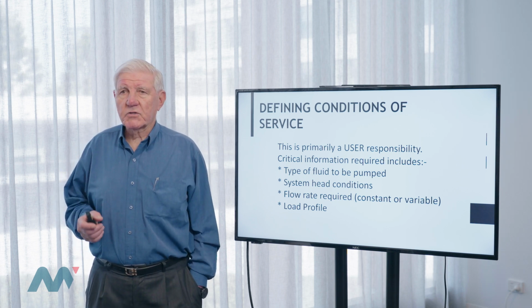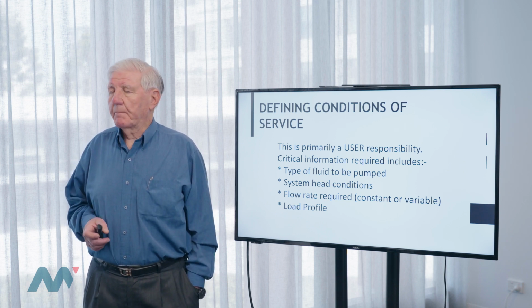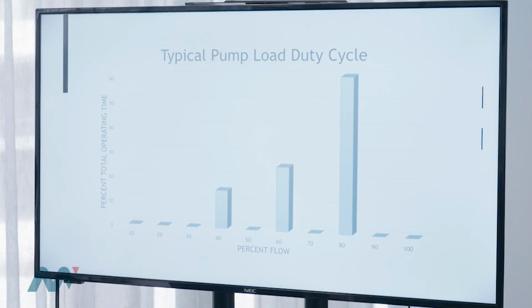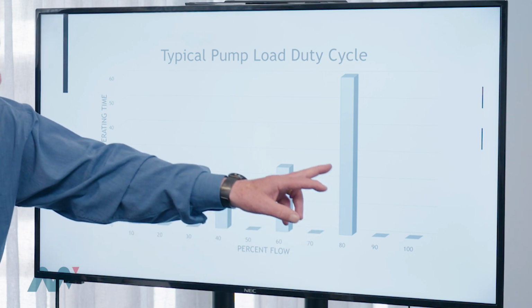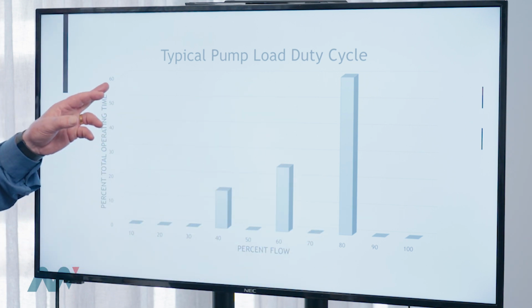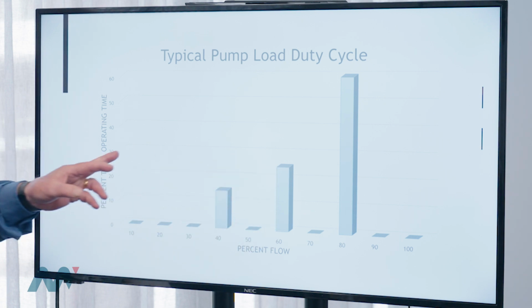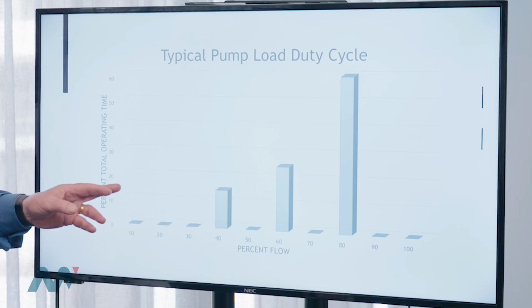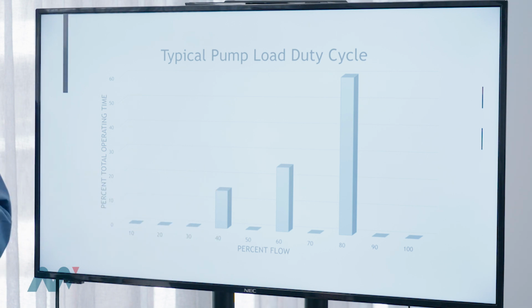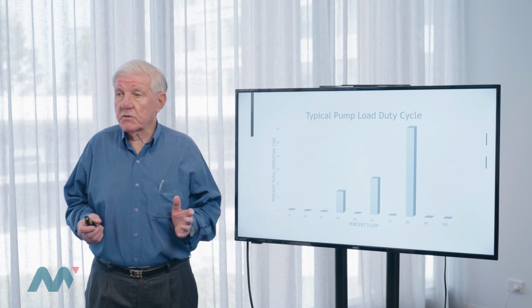So all this information can only come from the user because he's going to use that pump in those operating conditions. Here's a typical load profile, and you can see that we operate at 80% of flow rate for just under 60% of the time, 60% of flow rate for about 25% of the time, and 40% of the flow rate at about 15% of the time. So that's the way that pump is actually going to be loaded in operation.